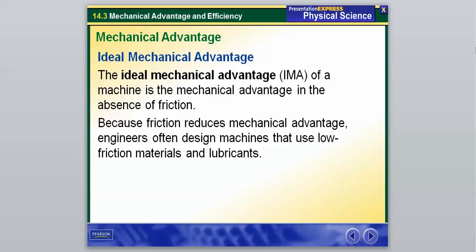I think they move on to our next one, which is the ideal mechanical advantage. So this is our IMA. So our first one, actual mechanical advantage.